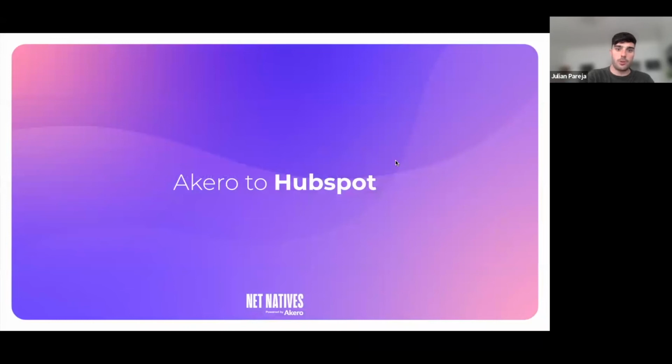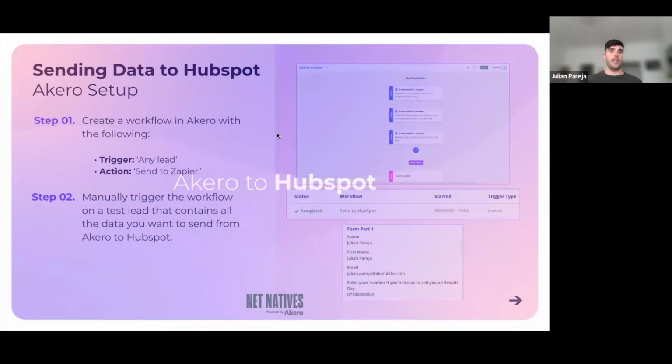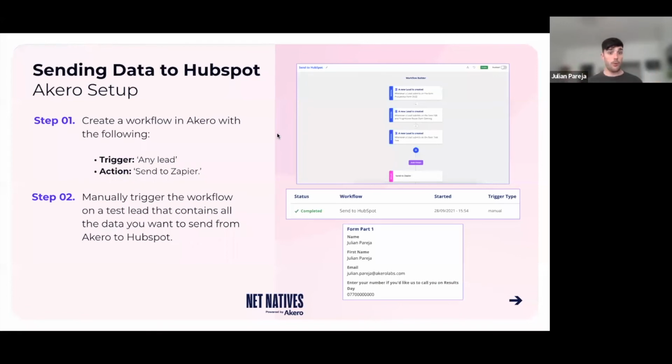And so with that, we move on to Akero to HubSpot. So when data first comes into Akero through a multi-part form that you've created, step one is just to create a workflow in Akero. It's a very simple workflow, which is the trigger for any lead that comes into Akero, whether that's an in-platform lead or somebody that's completed an Akero form, for that prospect to be sent to Zapier. And we use Zapier as the intermediary between Akero and HubSpot. Through that one really simple workflow, every time a lead comes into Akero, that data is automatically sent through to HubSpot via Zapier.